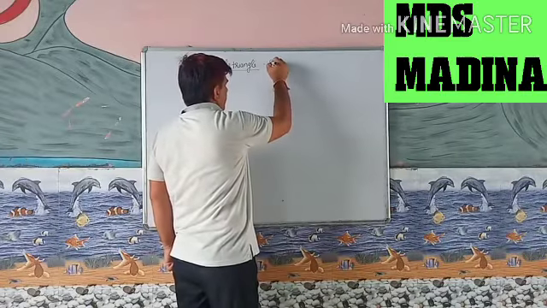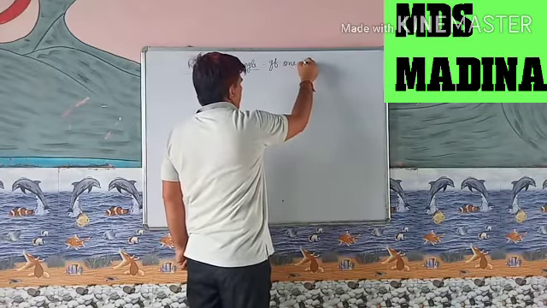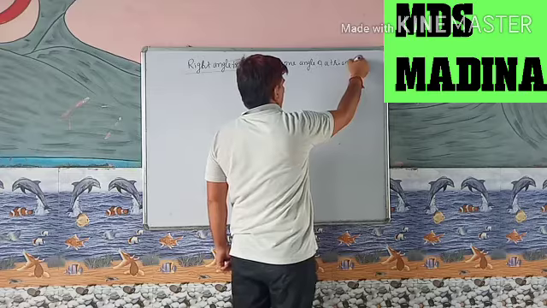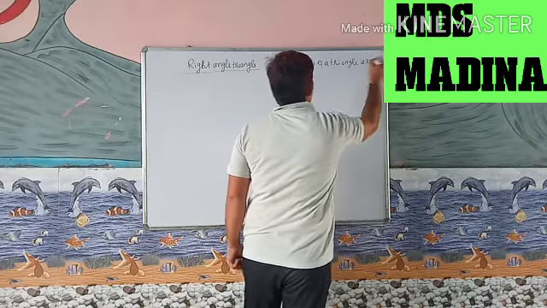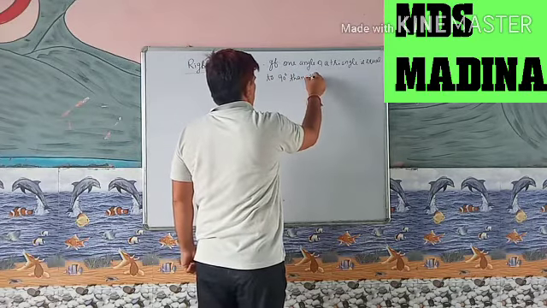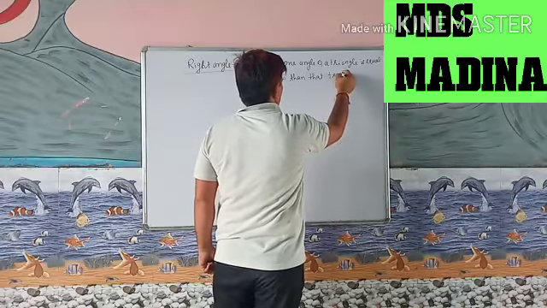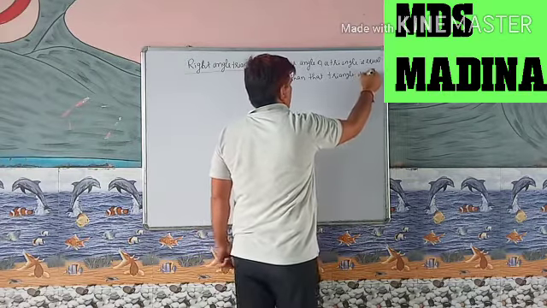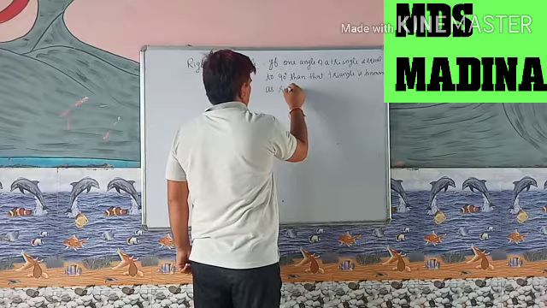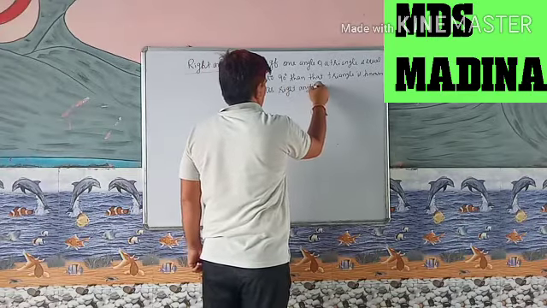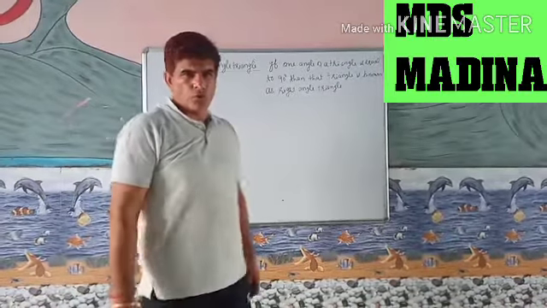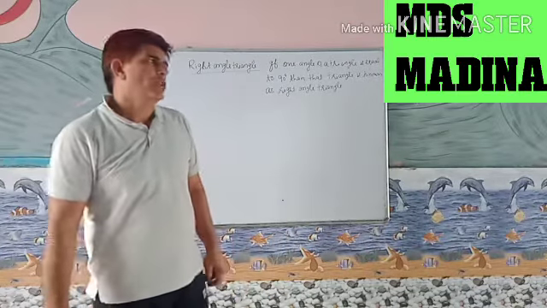If one angle of a triangle is equal to 90 degrees, then that triangle is known as a right angle triangle. All of you know, you have read about this also in which chapter?